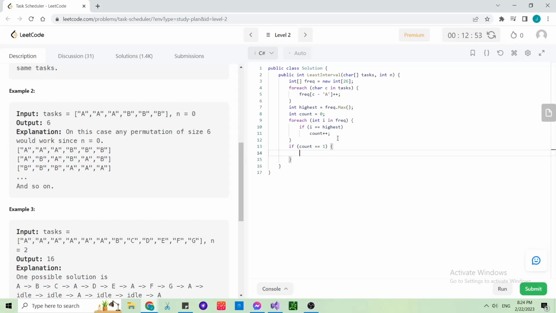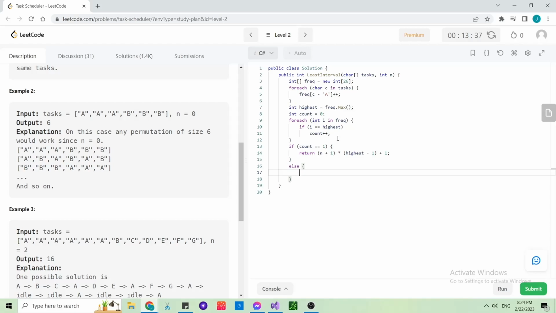Okay, simple case, what if we only have one that has the highest frequency? So think of example 3. We had 6 A's. We're going to do 5 times 1 plus n, where n is the cooldown period, plus 1. That's how we were calculating: highest minus 1. And then we need to also add the last one.